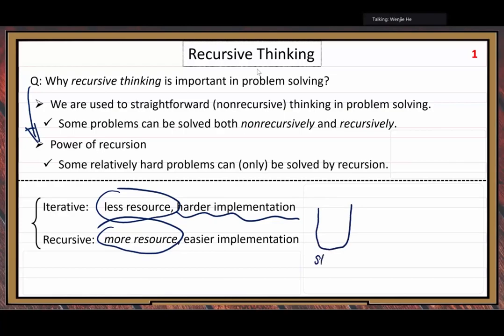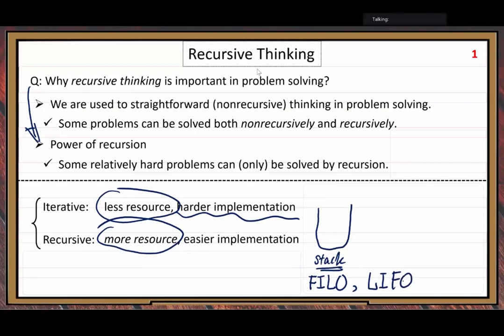Stack. Stack data structure. You learn it in your data structure course. It's a very simple data structure. This data structure has a property called first in, last out. First you push it into the stack, the last one you retrieve it. Or sometimes, last in, first out.